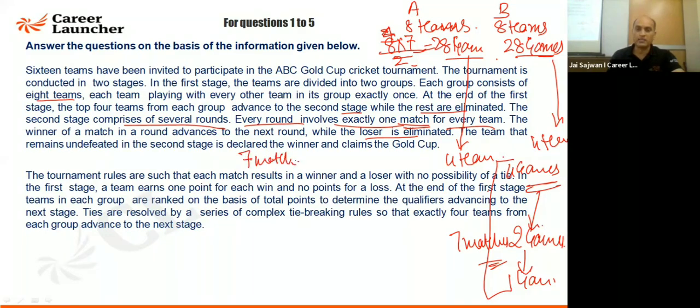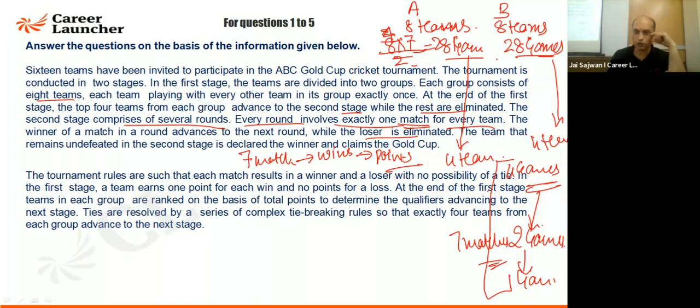So on the basis of your wins, you are going to move. For every win, you are awarded 1 point. The number of wins is going to give how many points you get. The one who is going to have the highest points, like in group A, 4 points are there. The top 4 will be moving to the next stage. That is stage 2. Fine.